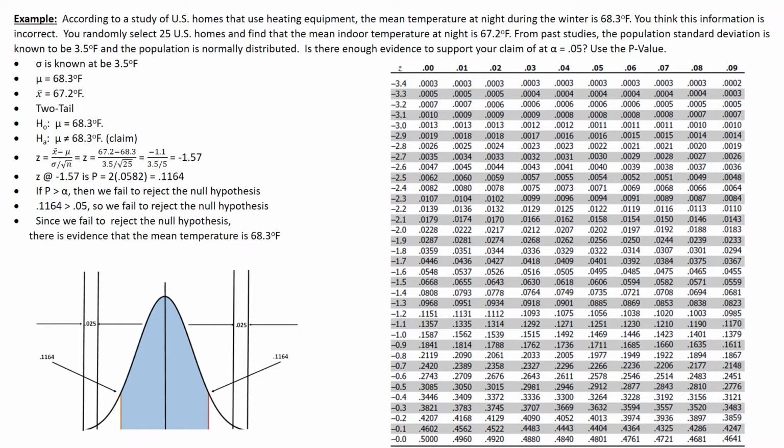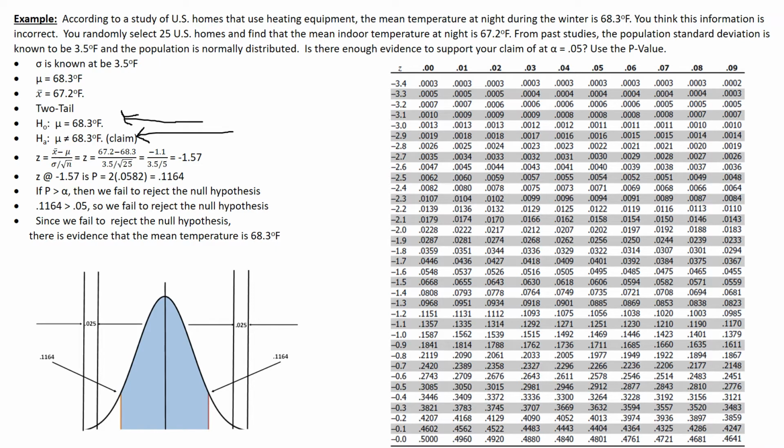So I like writing the null and alternate hypothesis first. It says incorrect, 68.3. So that means the alternate hypothesis is where the claim is because you think it's incorrect. Mu is not equal to 68.3, which means the null has to be the equivalency statement, which is mu equals 68.3.